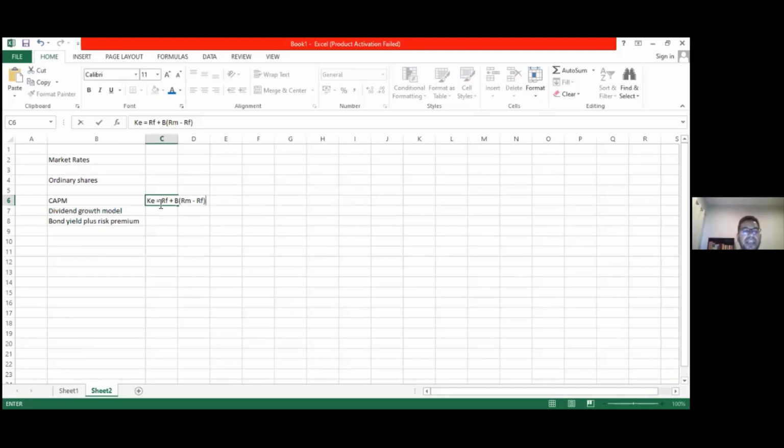So you must pay careful attention when you read a scenario. For the dividend growth model, the cost of equity is equal to D1 divided by value today, in brackets, plus G. Keep in mind G is separate, okay, plus G.